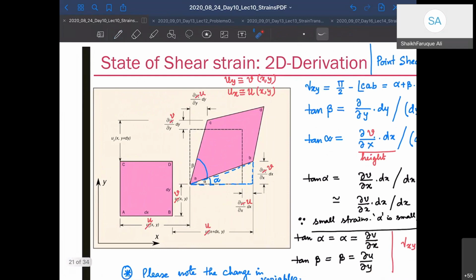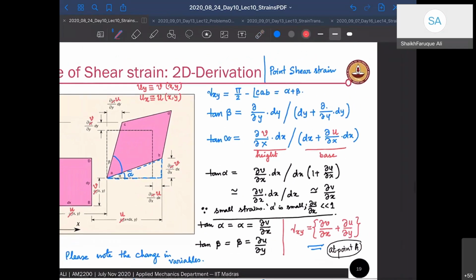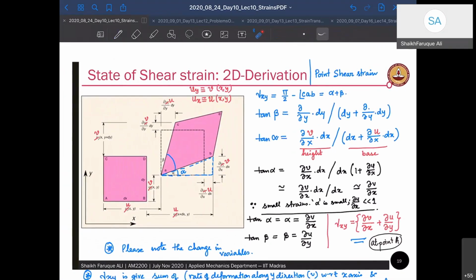Yes, so this is again going to be v. Similarly, for tan beta, you can do the same thing and you'll get du by dy. So when you add them up, gamma xy is going to be dv by dx plus du by dy. See the change in variables: change in v, the deformation along the y-axis, by x, and change in deformation along x by y. Okay, at point A, this is the shear strain at point A.